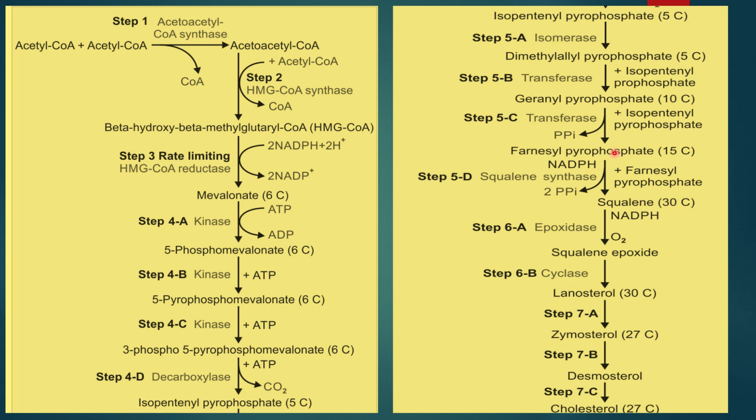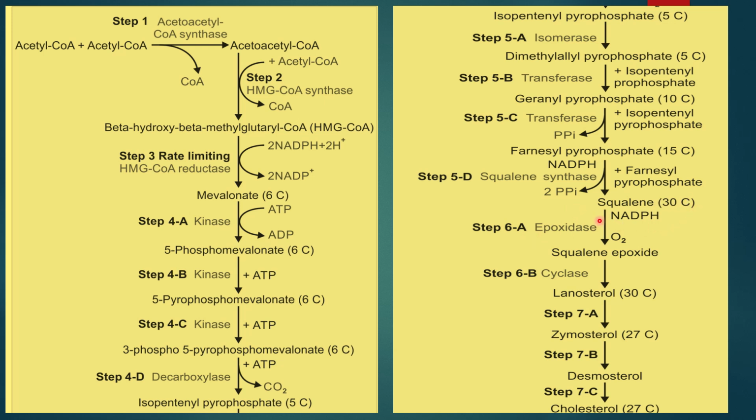So there are 3 consecutive additions of 5 carbon species in the form of isopentenyl pyrophosphate, and they finally lead to the formation of farnesyl. Further, 15 carbon farnesyl condenses with another molecule of farnesyl pyrophosphate in the presence of the enzyme squalene synthase, and here also 1 NADPH is consumed, leading to the formation of squalene, that is the 30 carbon precursor of cholesterol.